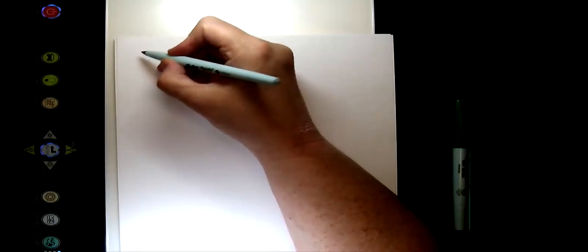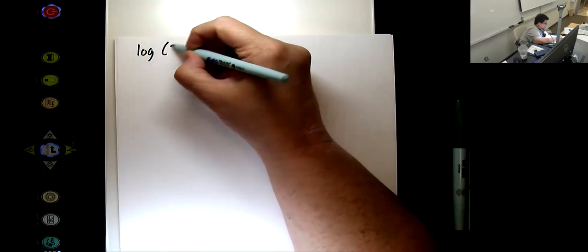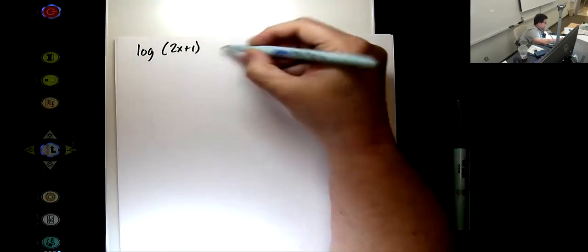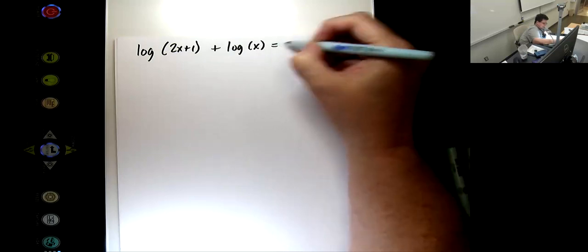All right, so we've got log base 10. So log of 2x plus 1 plus log x equals log of x plus 8.